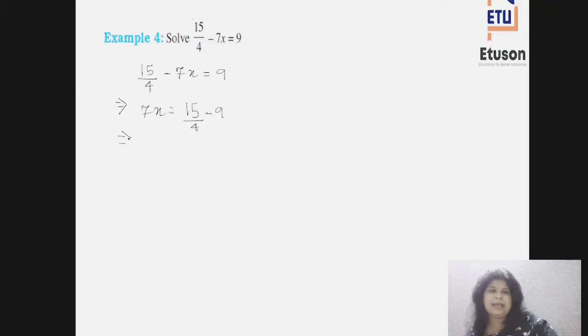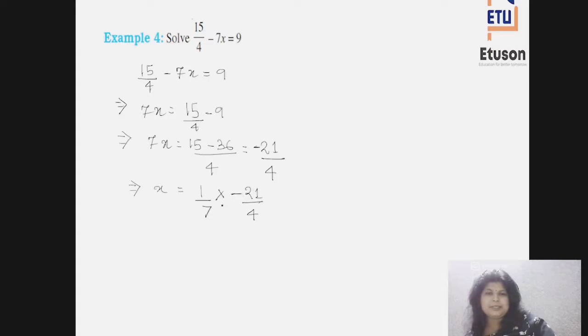Okay. So it implies your 7x is equal to, so इसको solve कर लेते हैं अभी. 15 minus 4 into 9 कितना होता है? 36. करेक्ट है ना? 36 divided by 4. अभी 36 minus 15 कितना होता है? 21 हो गया तुम्हारा. So minus 21 divided by 4. So what will be the x value then? So x is equal to nothing but 1 by 7 into minus 21 by 4. तो अभी ये 7 7 हो गया, 21 हो गया, तो आंसर इज minus 3 by 4.